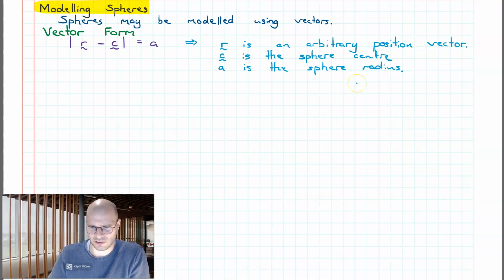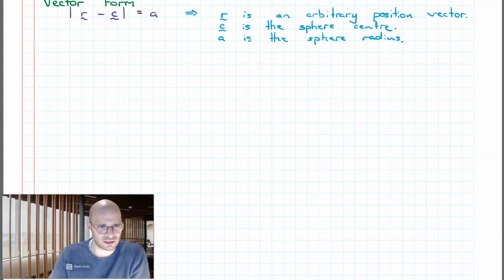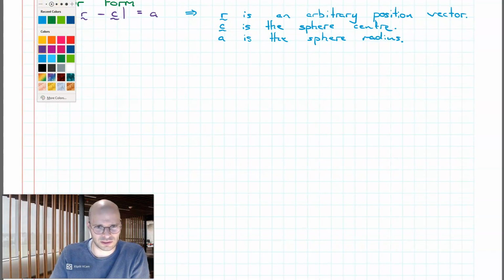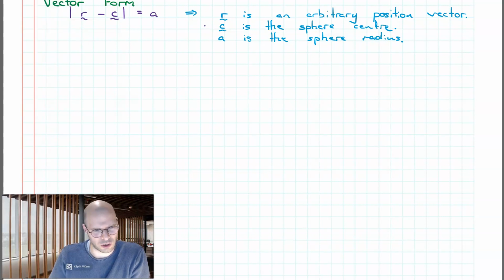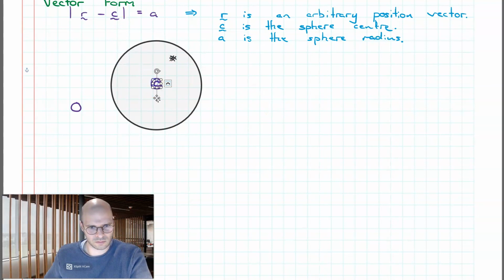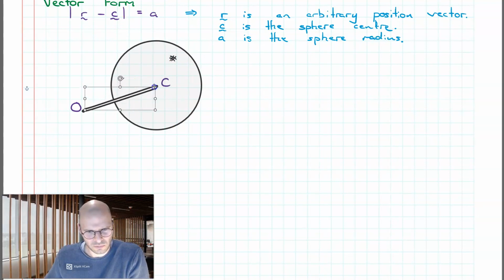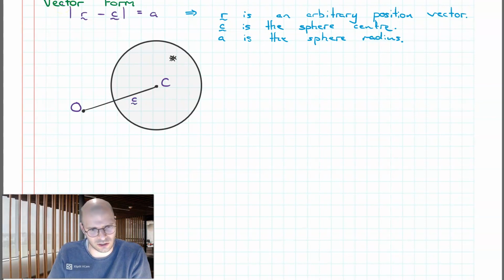Unpacking what this all means, let's draw ourselves a diagram. Let's say that we are interested in looking at an arbitrary point in space, which is from the origin O to point C, point C representing the center of our sphere. The way in which we go from O to C, we're going to describe it using the position vector C, or little c, like so.